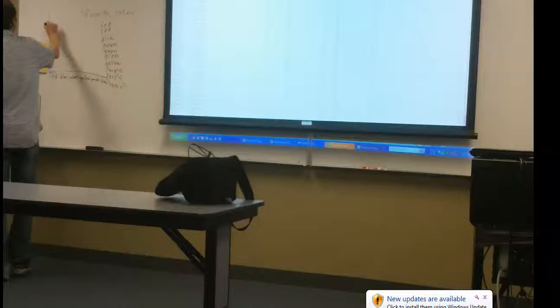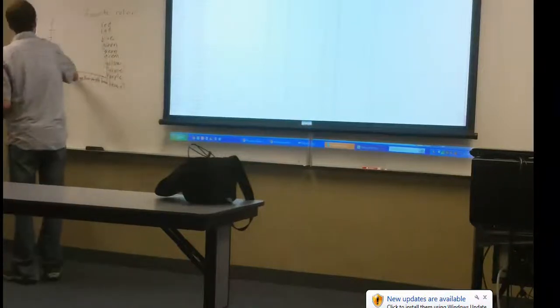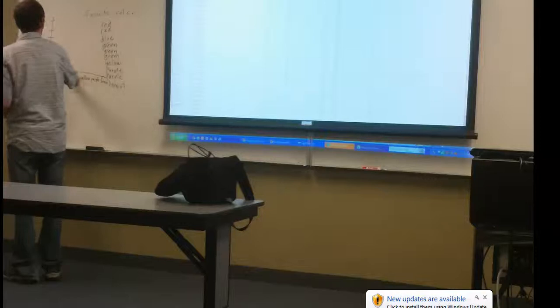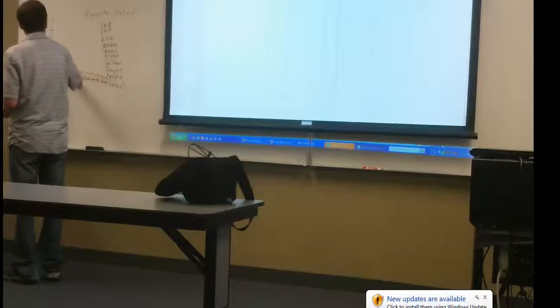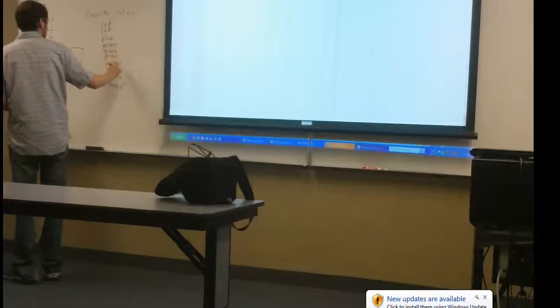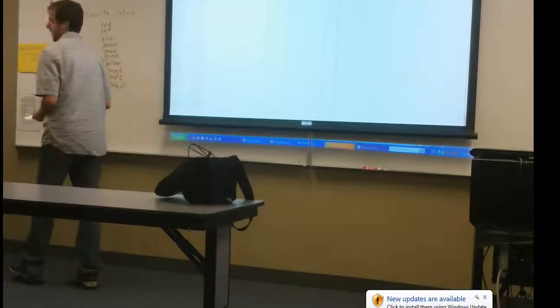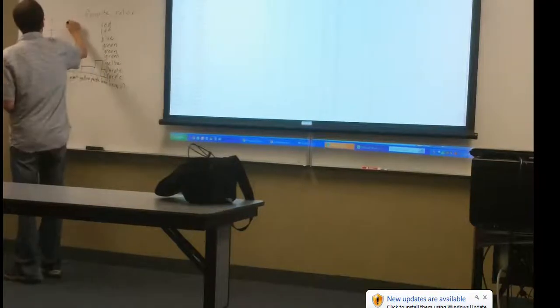We just count how many of each we have. We have 2 reds, so this goes up to 2. We have 1 blue, so it goes to the 1 tick mark. 3 greens, so that's here. Yellow, 1 yellow, 2 purples, 1 brown, like this. It's a bar graph for nominal data.